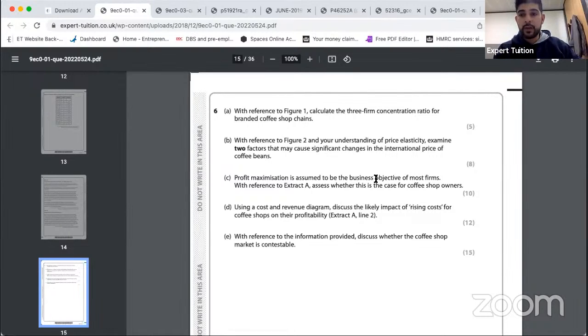This all explains why a firm might want to maximize its profits, because they want to pay out dividends to shareholders, and they might want to expand the business and keep generating more profit in the long run. That's enough. That will get you a decent number of marks, just that.